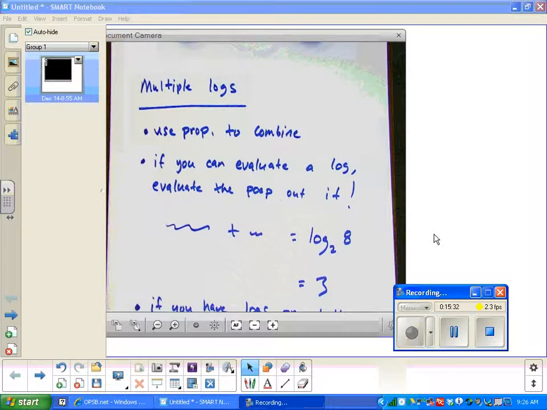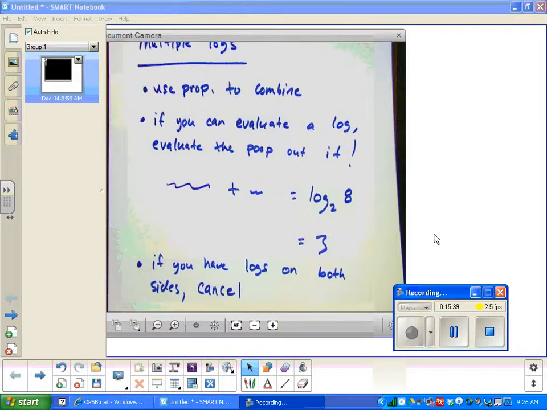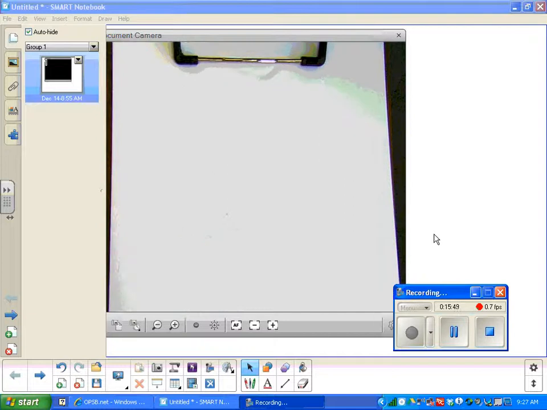Now, let's look at some examples. So you got to keep these things in mind when you solve them with multiple logs. This is it.